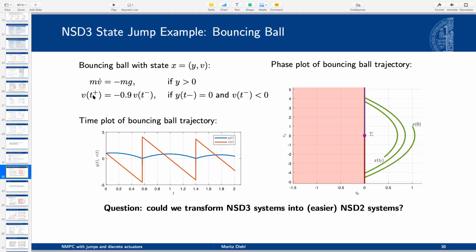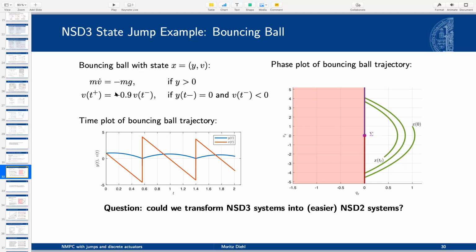But at the moment that you touch the ground, so if y is 0 at some point, which I call t minus, just before the jump, and if you touch the ground with a negative velocity, then you just set the new state of v to the negative v. It's now a positive number again, possibly with only 90% of the original strength, because you lose some energy in this bounce.